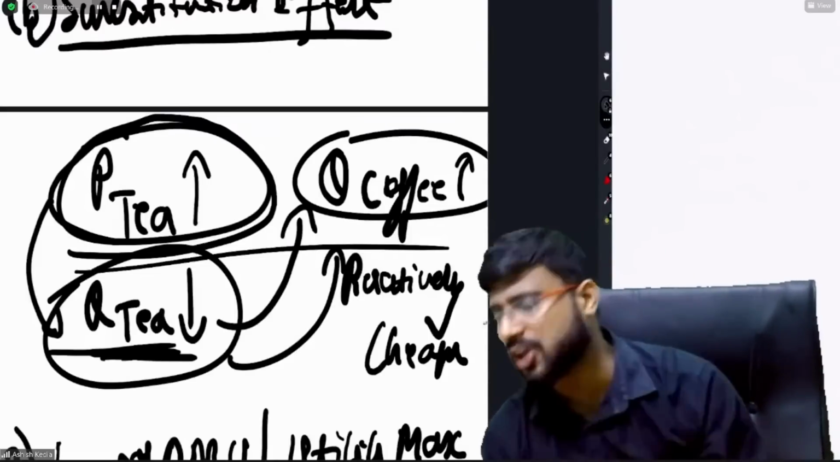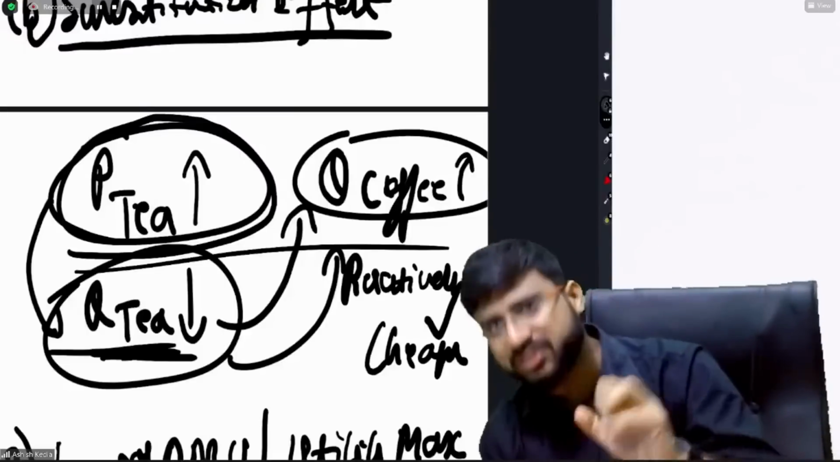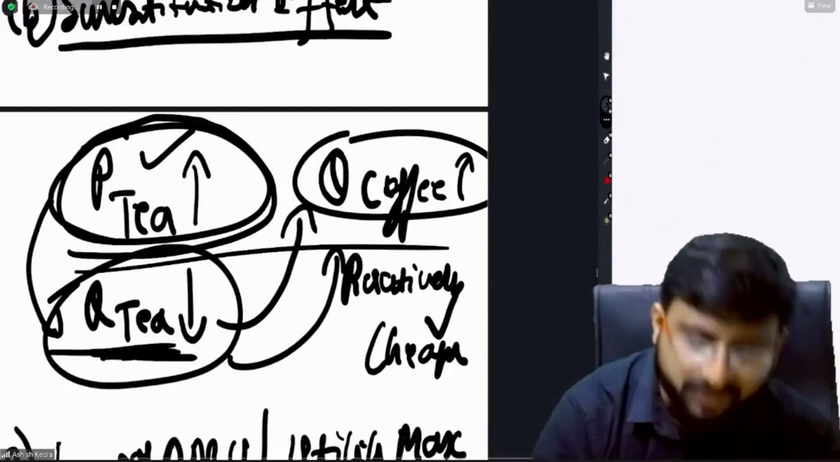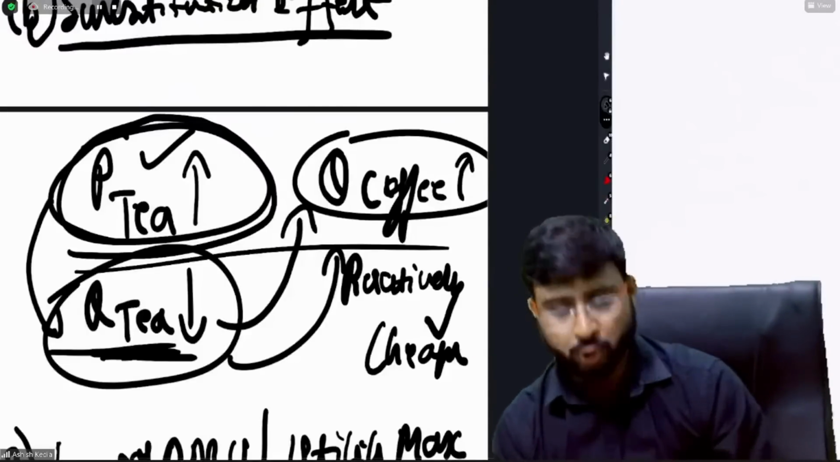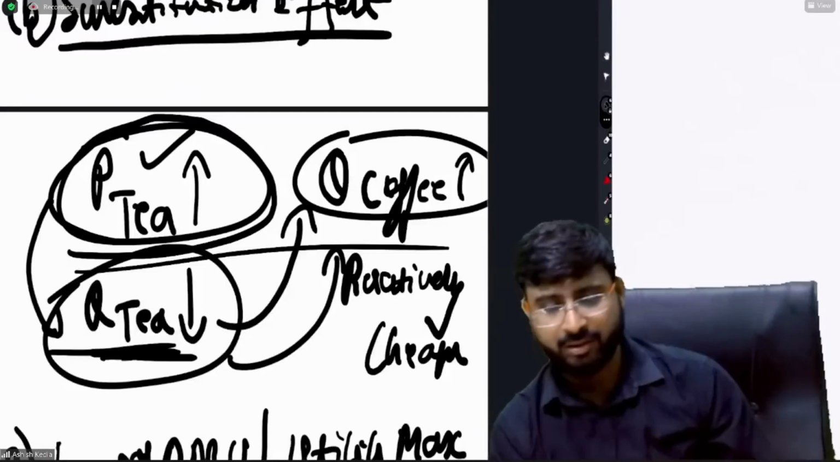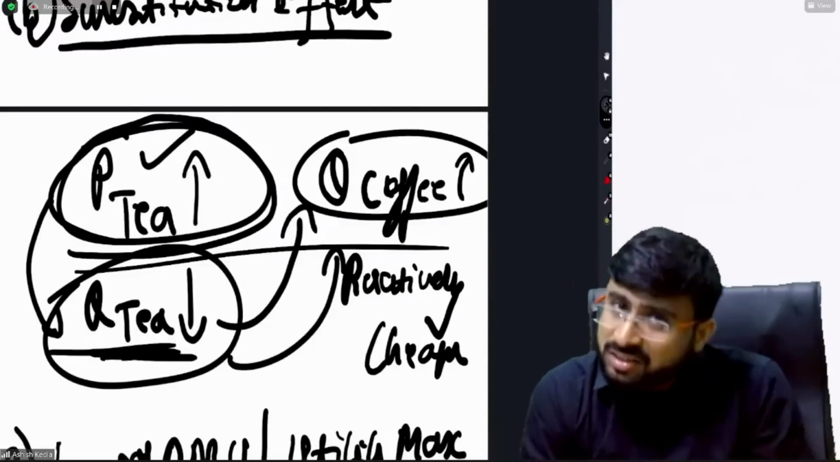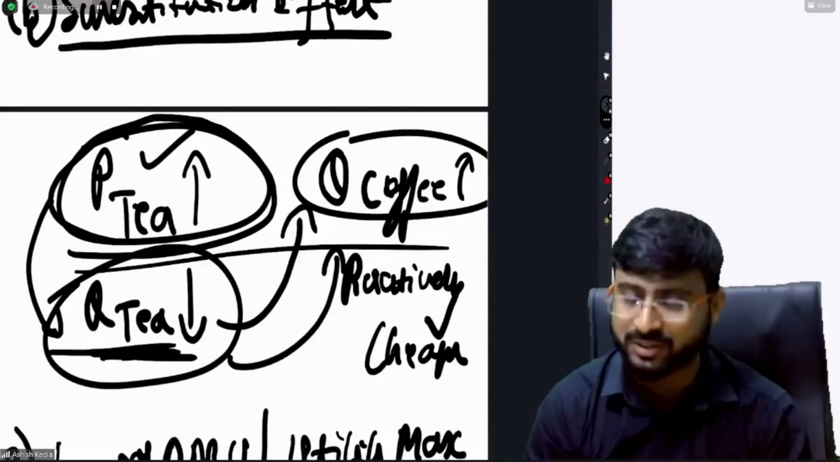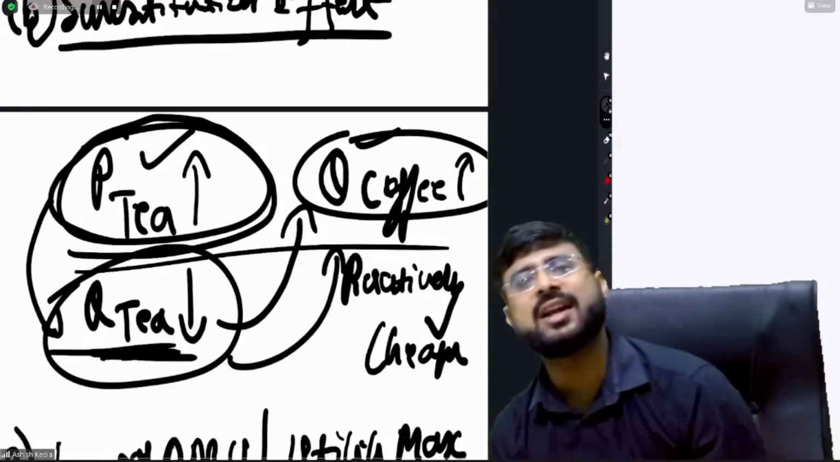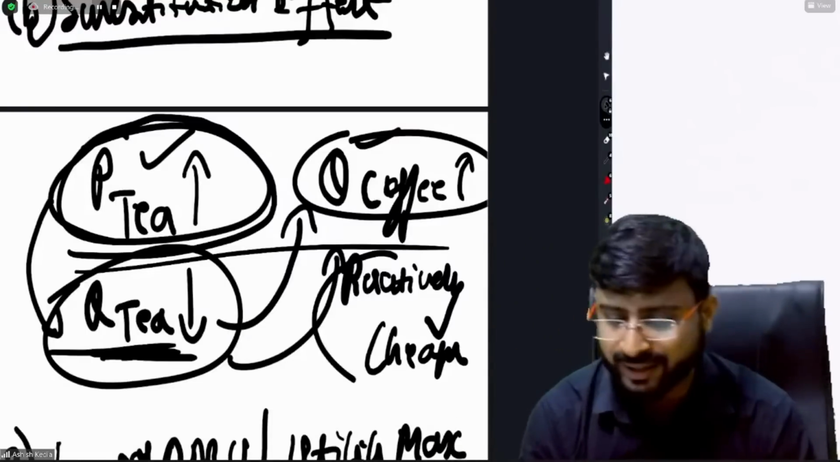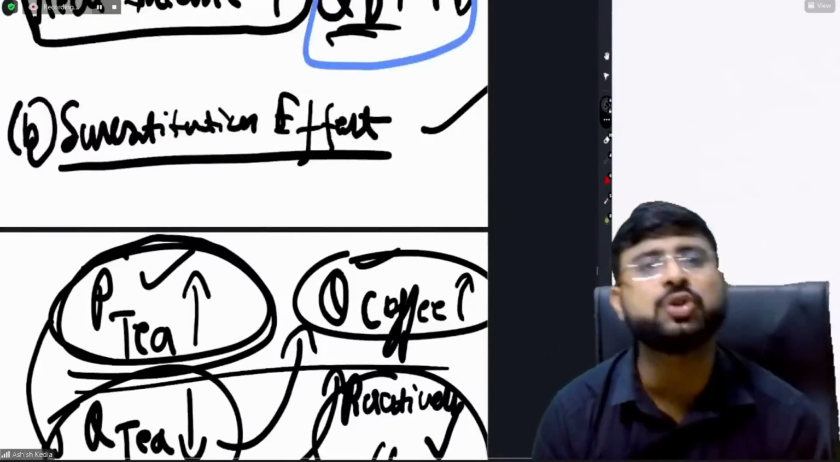See, price of coffee did not fall. Price of coffee was the same. It's just that price of tea has become more. So tea has become relatively more expensive, and since tea has become relatively more expensive, coffee by default has become relatively cheaper. And so demand has increased. This is called substitution effect.